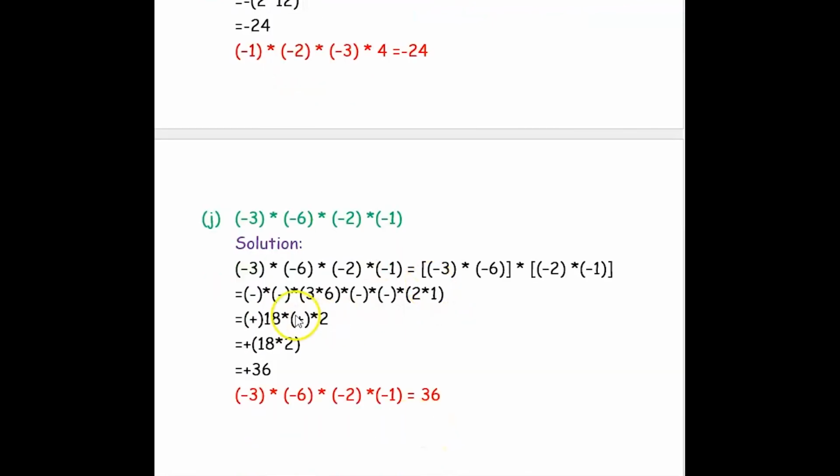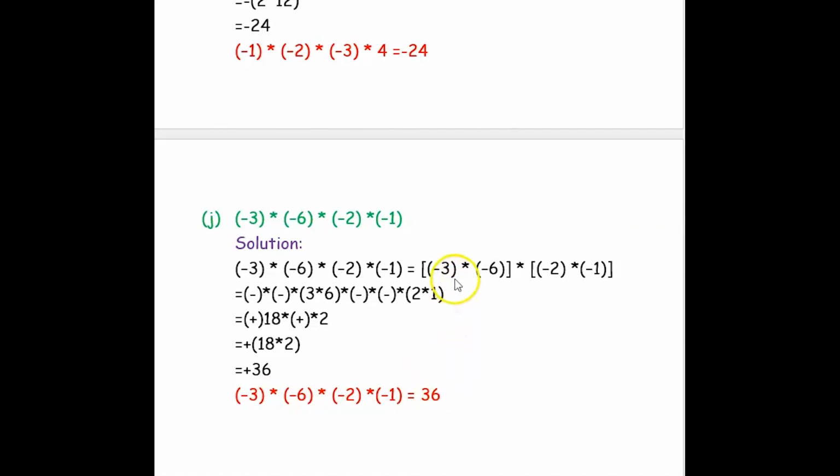Next question. Negative 3 into negative 6 into negative 2 into negative 1. So if you see here we have 1, 2, 3, 4, so even number of negative integers. Our answer should be a positive integer. So we can write the positive sign and we can directly multiply the integers separately. So 3 into 6 is 18. 18 into 2 is 36. 36 into 1 is again 36.